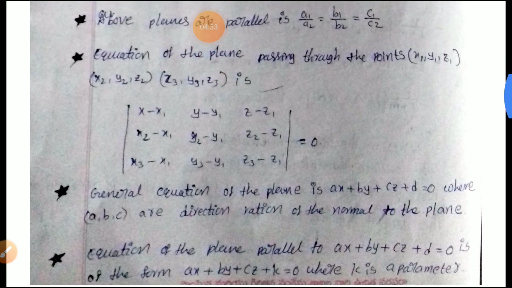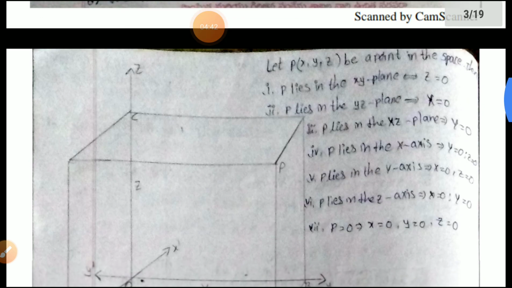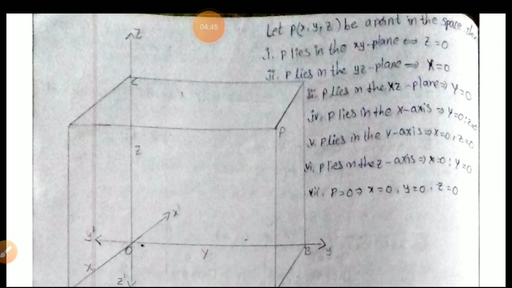Now the equation of the plane parallel to ax + by + cz + d = 0 will be of the form ax + by + cz + k = 0, where k is a parameter. Now let us consider a parallelepiped.